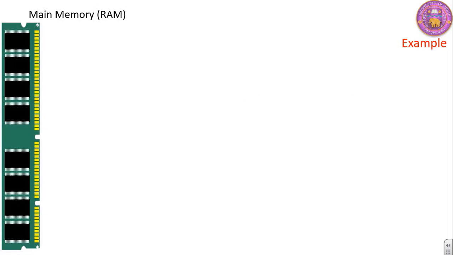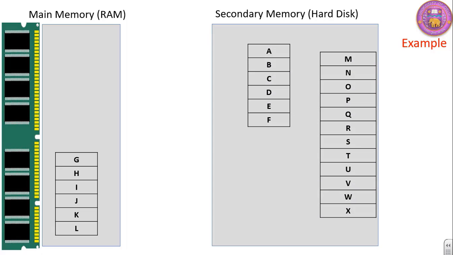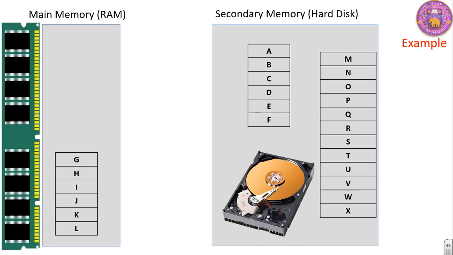Let's look at this particular example. We have main memory, that is RAM. This particular RAM has a capacity to hold only 6 pages. Just assume that it has the capacity to hold only 6 pages. On the other side, we have secondary memory, that is hard disk. It has a huge space. The hard disk has big space.